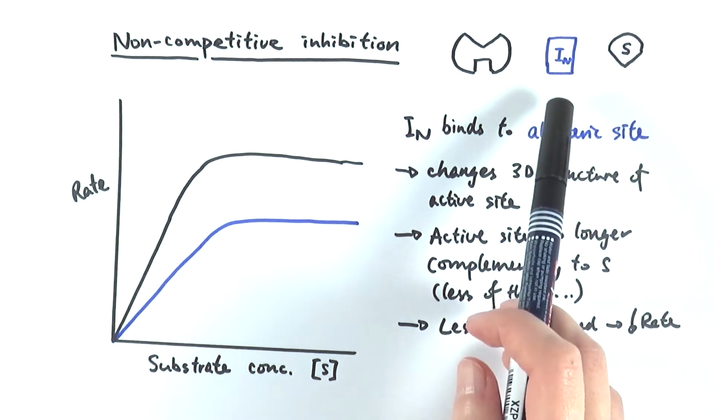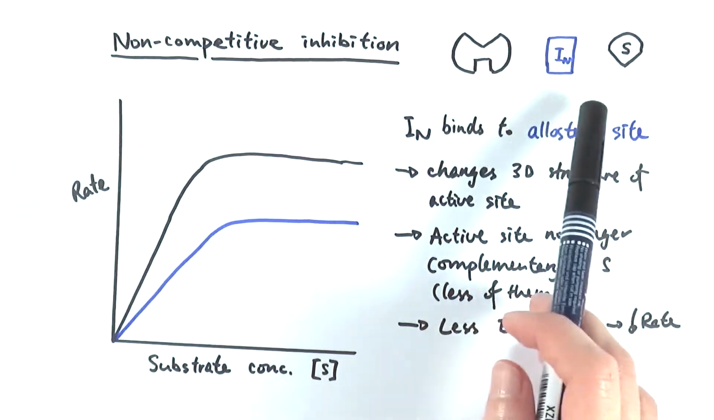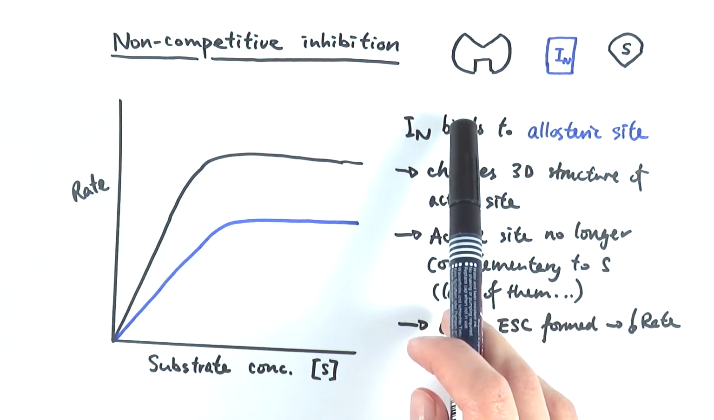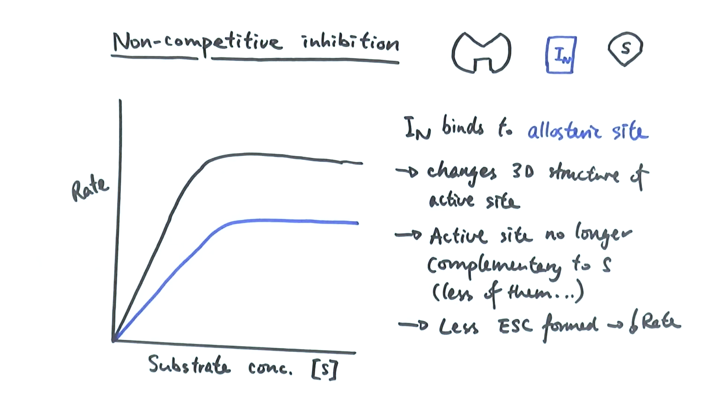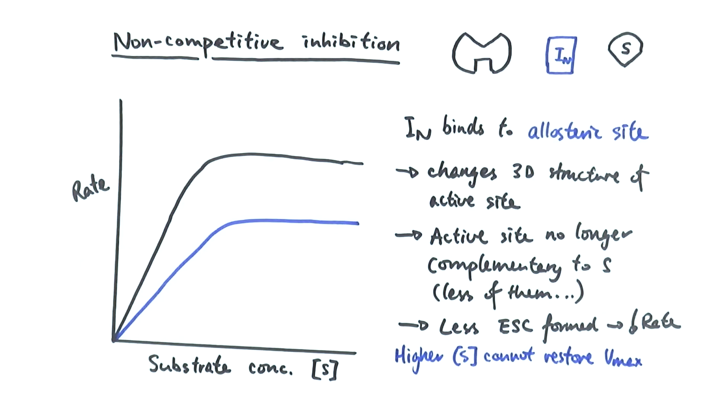So the fact that they are both binding to two completely different places on the enzyme, once that is bound in, they have permanently changed the structure of the active site. So it doesn't matter if you add in more substrates to it, the active site is still changed by the non-competitive inhibitor. So nothing will actually change. So in some sense, the only way to really restore the Vmax is by somehow removing the non-competitive inhibitor.